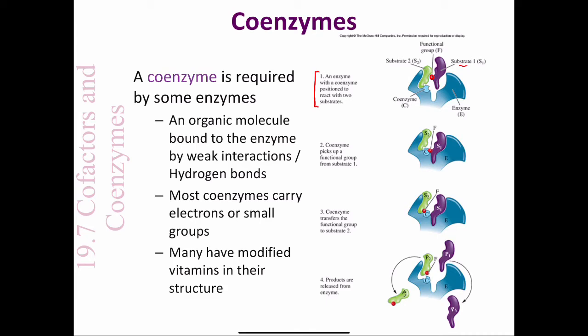We see that the enzyme has this coenzyme attached to it. And then you see the binding pocket on the coenzyme has the same kind of round shape as that functional group. So what happens is that first substrate is going to bind to the enzyme, transfer the functional group to the coenzyme, and that's what's occurring here. And then the coenzyme is going to transfer that functional group over to substrate 2 in the third step. Finally, the products are released from the enzyme.